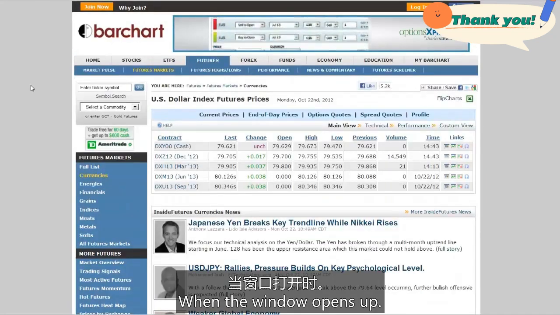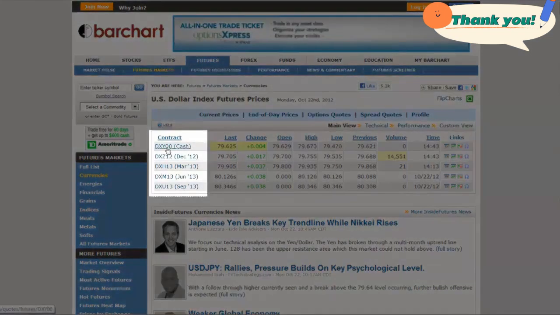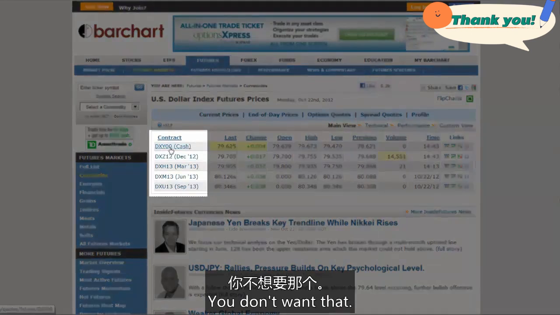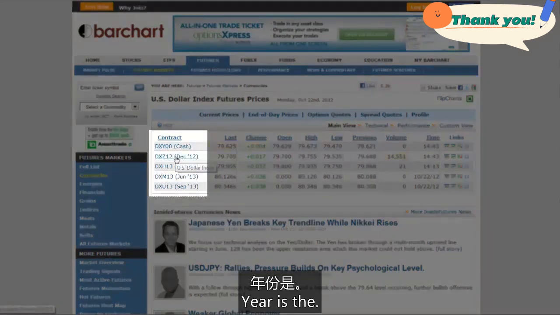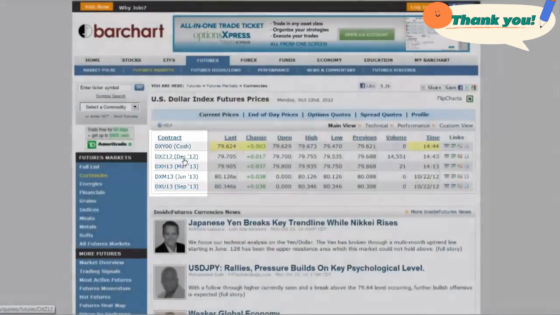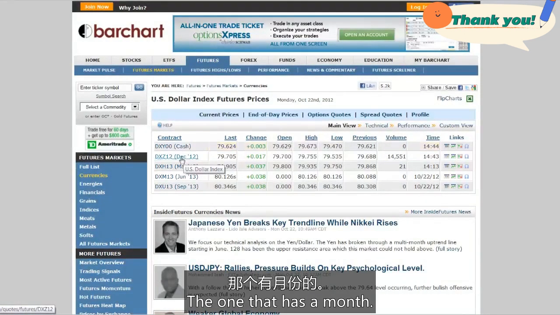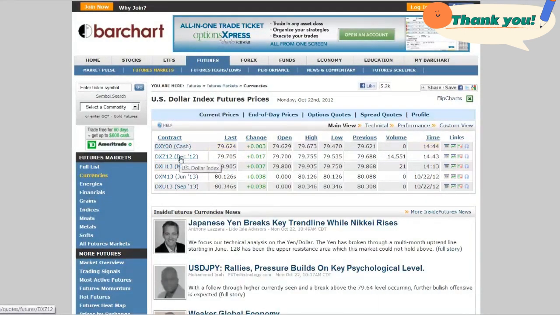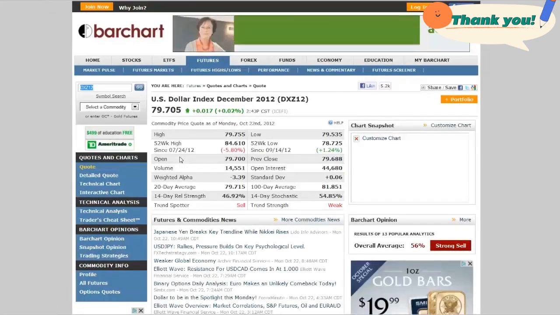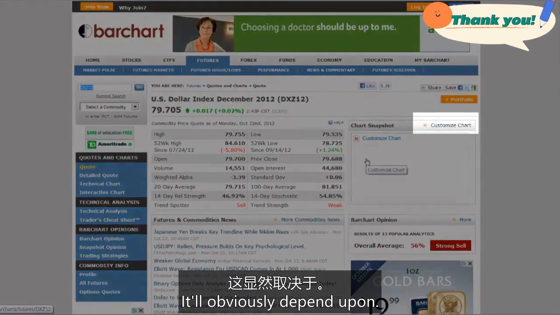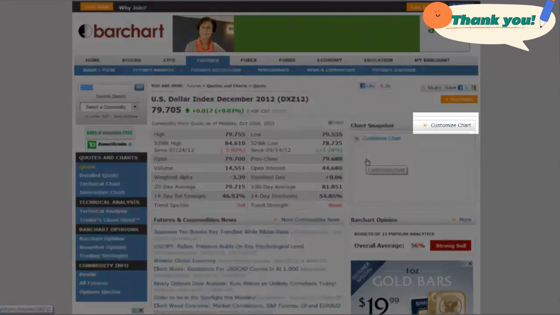Okay, when the window opens up, typically on the top of the list is the cash. You don't want that. Here is the nearby contract, December. Next month out is March, followed by June and September. Just click the top contract here, the one that has a month, again not using cash. Click on December.